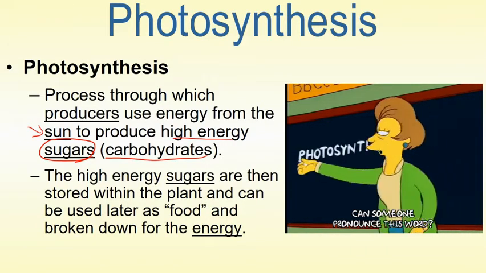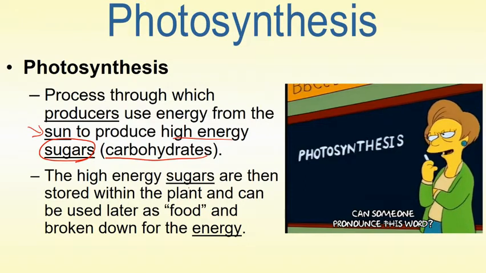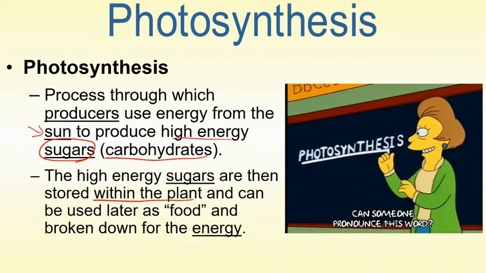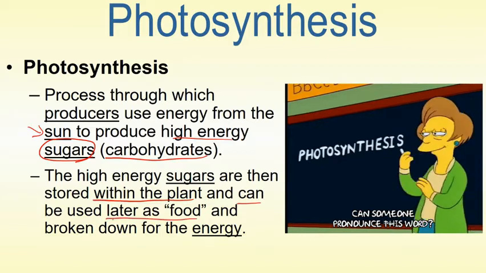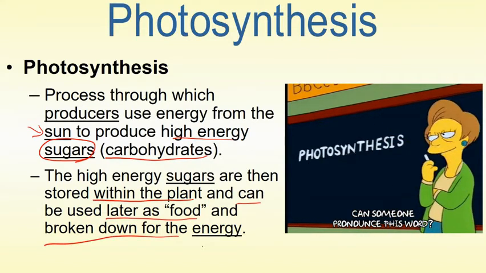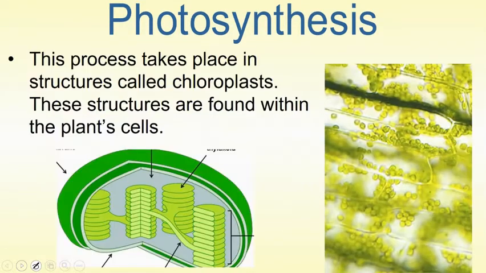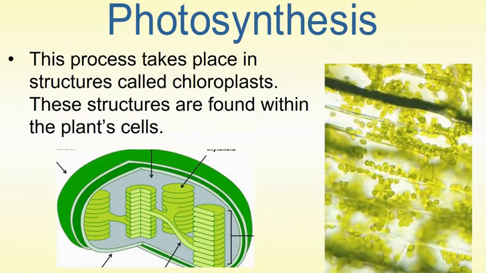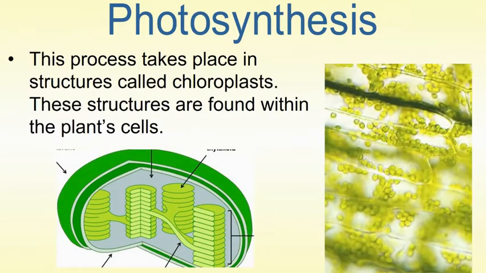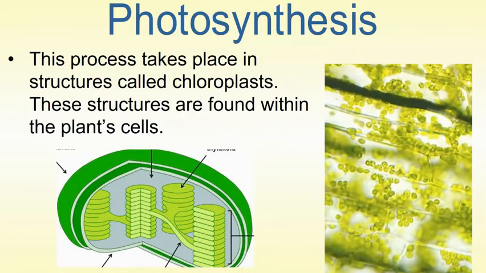Okay. Now, these high energy sugars that the producers are creating, they're going to get stored within the plant, and then they can be used later as food and broken down for that stored energy. Okay, so we're going to go ahead and look a little bit more at how photosynthesis occurs. First thing is to look at where it's happening in our producers, or in our plants.